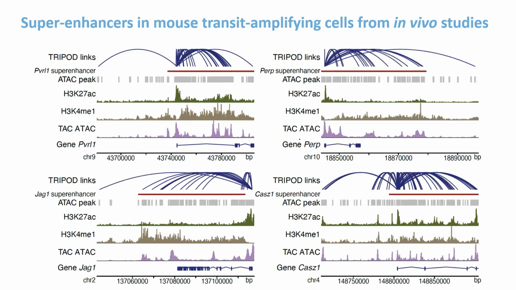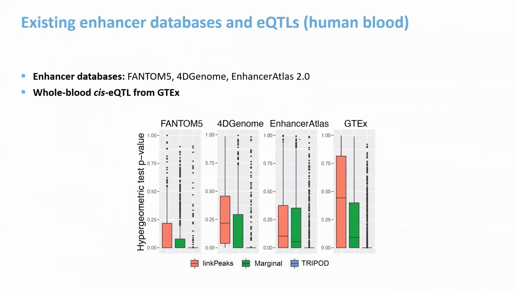But of course, we understand that there's really not a consensus in the field in terms of how to best define super enhancers. So in addition to this, we'll also resort to some existing enhancer databases as well as cis eQTL databases. In this case, basically, we carry out a hypergeometric test of enrichment.